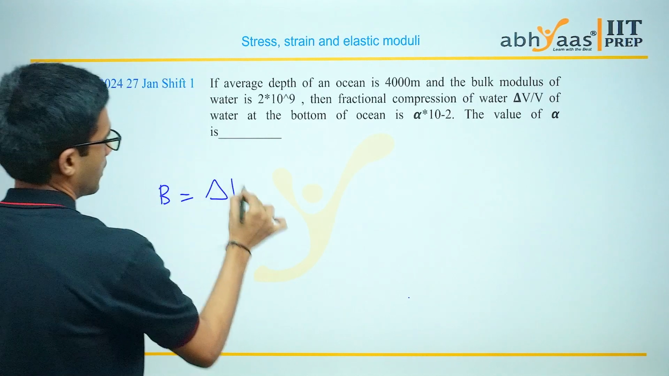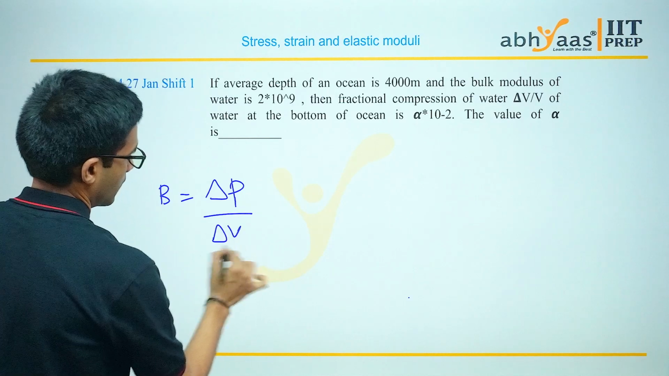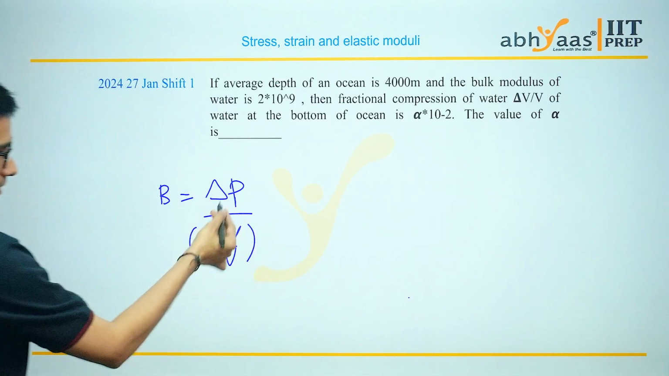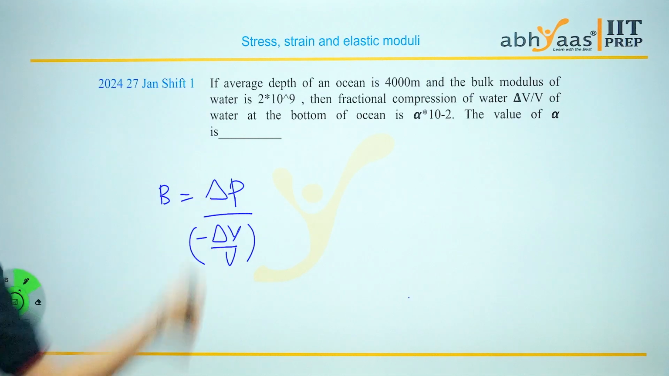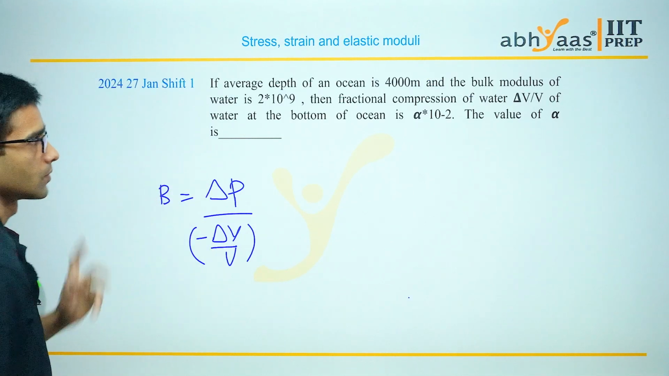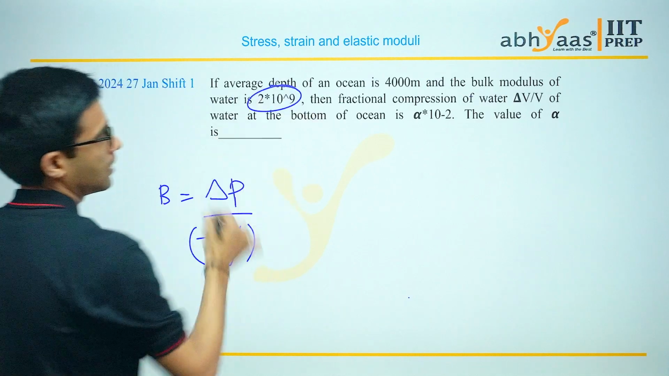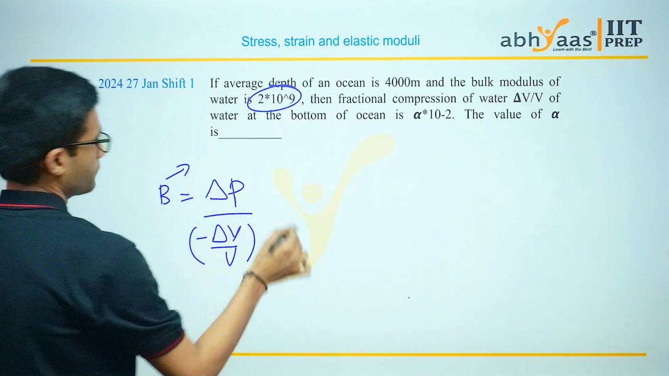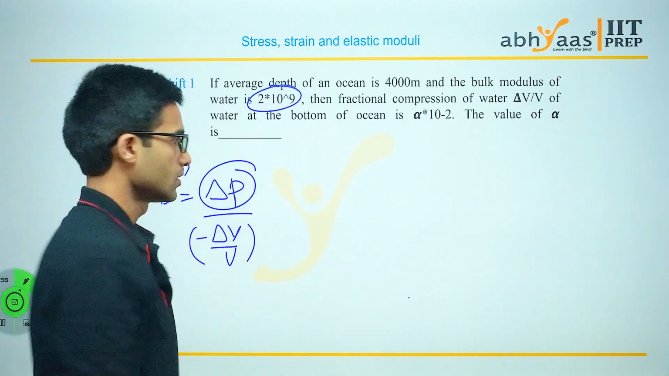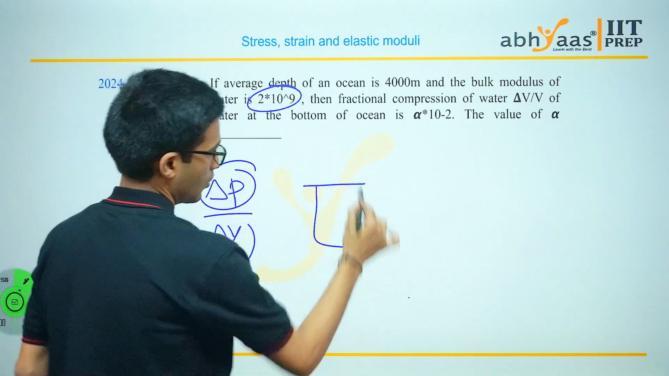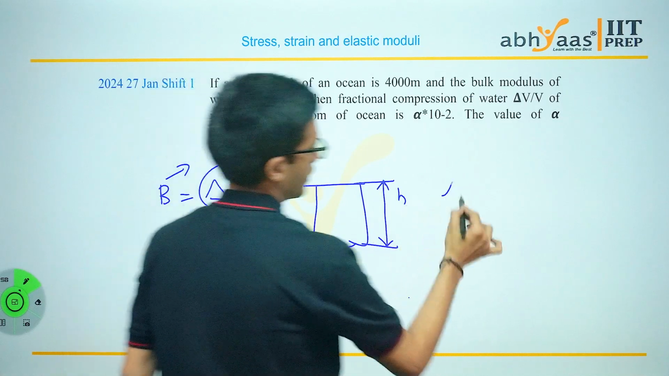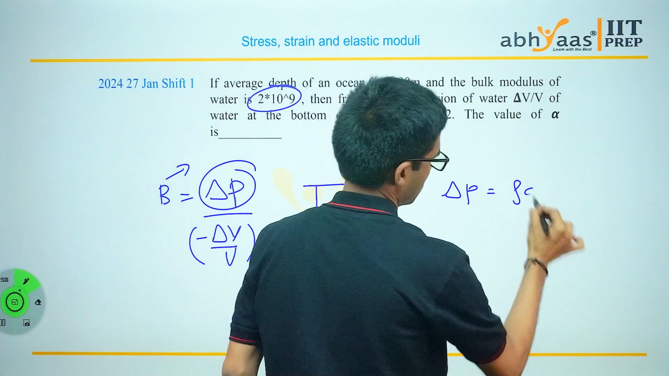B equal to delta P by delta V by V. So this is negative, because if the pressure is increasing, the volume will decrease. So the sign is different between pressure and volume. Here, the bulk modulus is given, and the object is kept under the ocean. It is going down, and this height is given as H. So delta P equals rho g h.